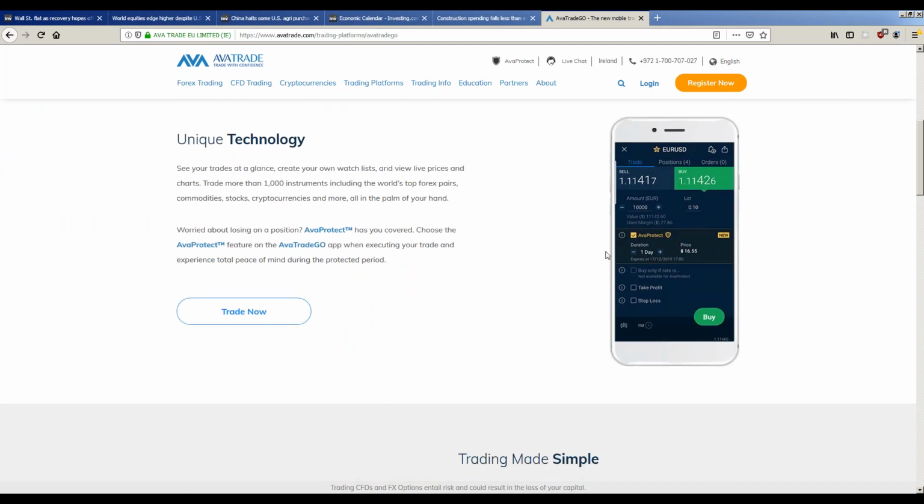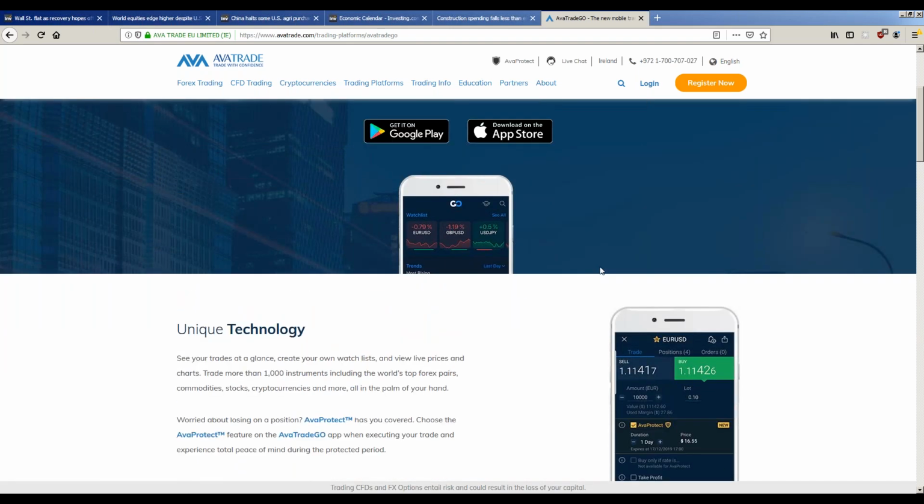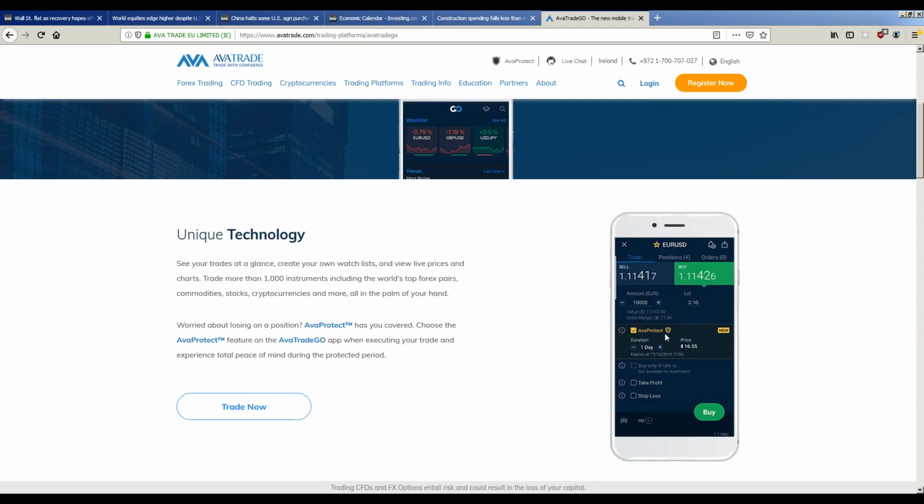And a feature I mentioned that's on the AvaGo app is called AvaProtect. What that does for the assets that it's offered on, FX, gold, silver, and maybe other assets eventually, it allows you to choose a time period, 1 day, 2 days, 4 hours, whatever's available in the time period selection. And for a premium cost, which is paid up front, it's a flat cost once you've enacted the trade, it covers you against any and all losses during the covered time period.